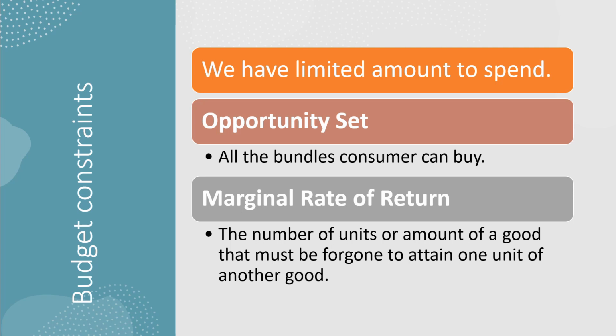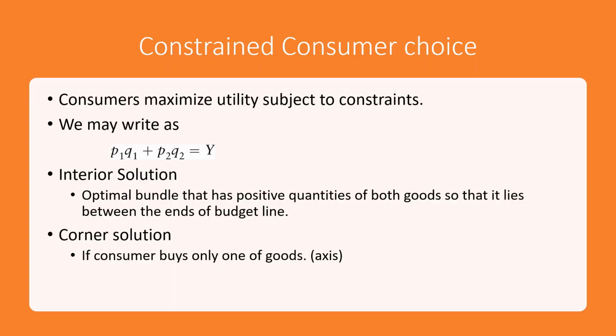It is basically the number of units or amount of a good that must be foregone to attain 1 unit of another good. In this, consumers maximize utility subject to constraints. We may write the budget constraint as P1 multiplied with Q1 plus P2 into Q2 is equal to Y. In this, we may have two solutions.